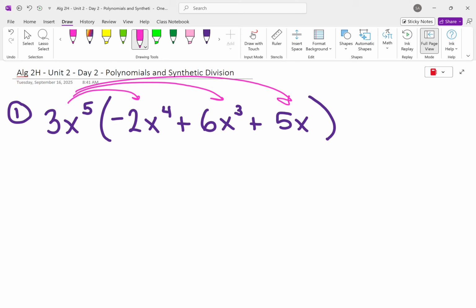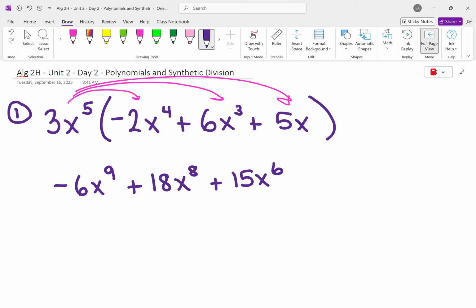Excellent. The minute we have in that polynomial the addition or subtraction sign, whatever term is in front of it has to get distributed in. So we're going to have 3x to the fifth times negative 2x to the fourth, and that's going to give us negative 6x to the ninth. And then 3x to the fifth times a positive 6x to the third is a positive 18x to the eighth. And 3x to the fifth times a positive 5x is a positive 15x to the sixth. And then we look, any like terms here? No, so this is as simplified as we can go.